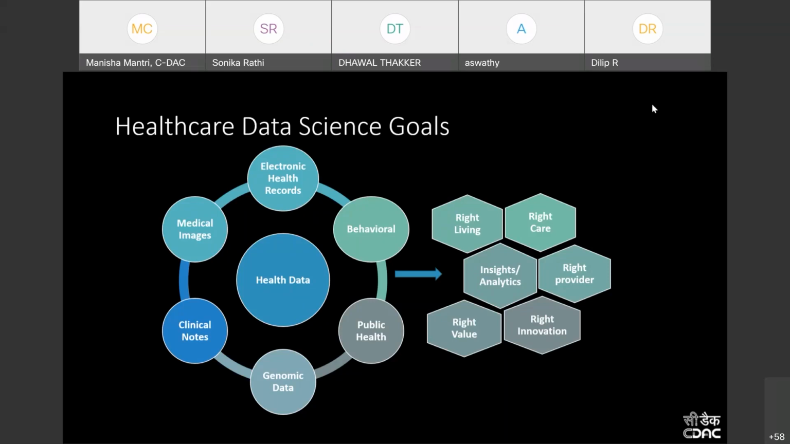The best example I would say of the data science goal here is the response to the COVID-19 pandemic, right?